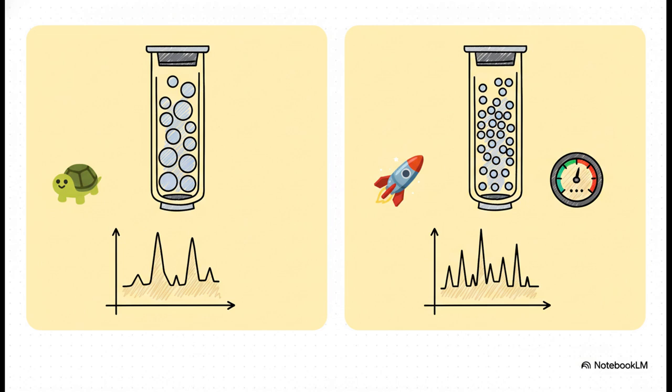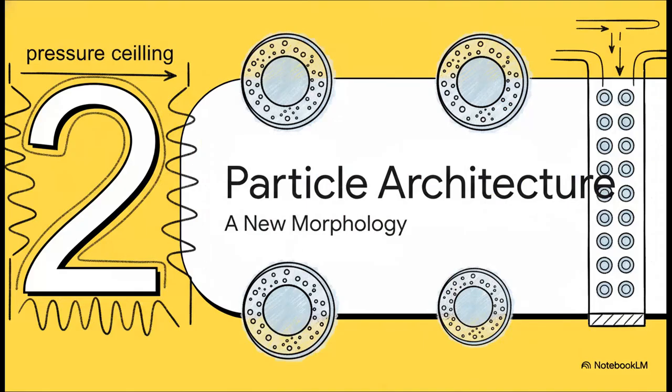Then on the other side, if you really want to crank up that resolution, you move to sub-2-micron particles. And they're fantastic for resolution, but here's the kicker. The back pressure goes through the roof. It's way more than a standard HPLC can handle, which means you're suddenly needing to invest in specialized UHPLC hardware. So this exact dilemma, this pressure problem, is what really pushed the science forward.